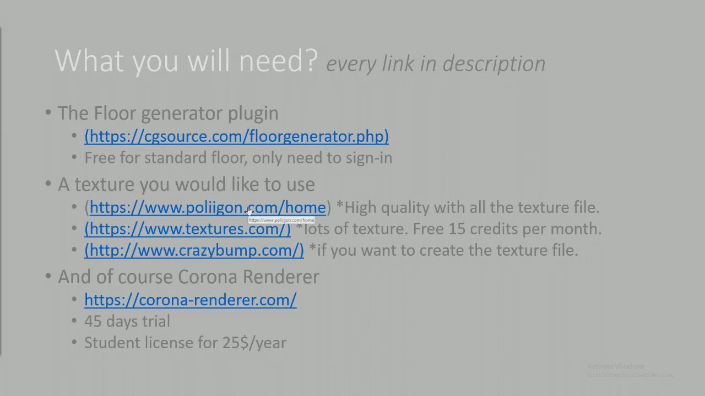I'm using Poliigon, which some of you might already know. This is really high quality texture, all tileable, well, most of them, and yeah, I really like that website. It's really awesome. If you just want to create them on your own, let's say you have a diffuse map of a wooden floor and you want to create the normal and all the other maps, well, you can use CrazyBump, which is a software made for that, and that's pretty much it.